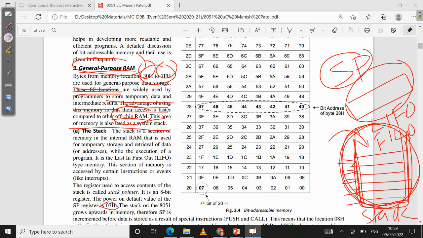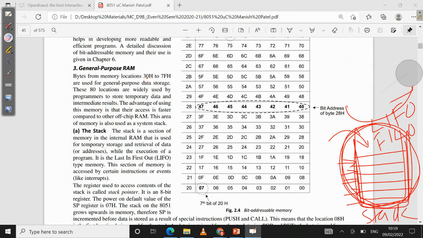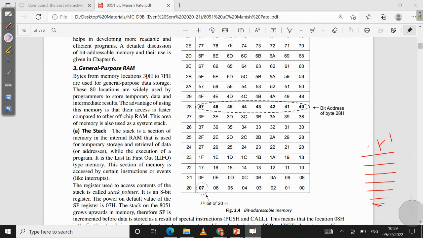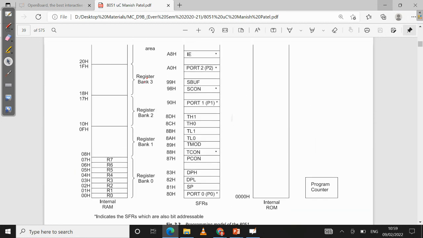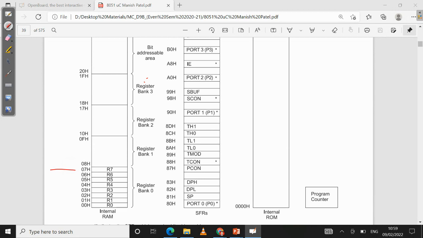So can I say now, all of you pay attention, this is important. Can I say your stack pointer will hold the starting address of 07h? So let us see where is your 07h. See your 07h, all of you now. Can you see your 07h? So by default, your stack pointer will hold the address of 07h.